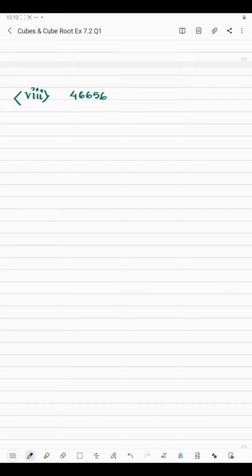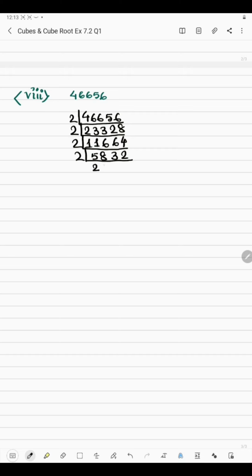Now here in the next part we have 4, 6, 6, 5, 6. Here again the last digit is an even number, so it will be divisible by 2. So 2 2s are 4, 2 3s are 6, 2 3s are 6, 2 2s are 4, 2 8s are 16. Again we will take 2. 2 1s are 2, 2 1s are 2, 2 6s are 12, 2 6s are 12, 2 4s are 8. We'll take 2 again, 2 5s are 10, 2 8s are 16, 2 3s are 6, 2 2s are 4.